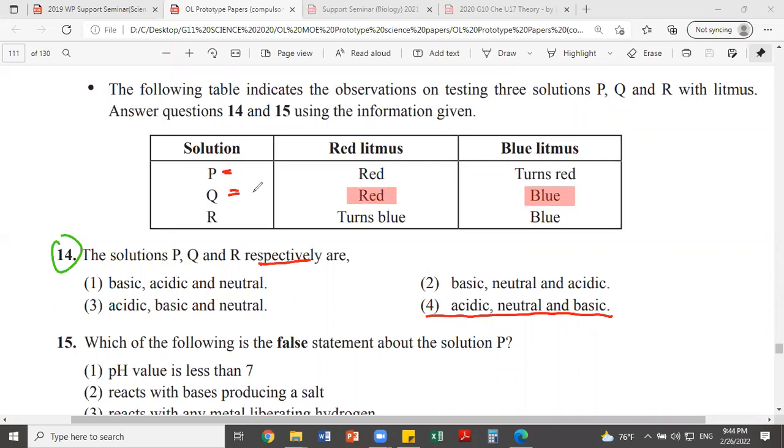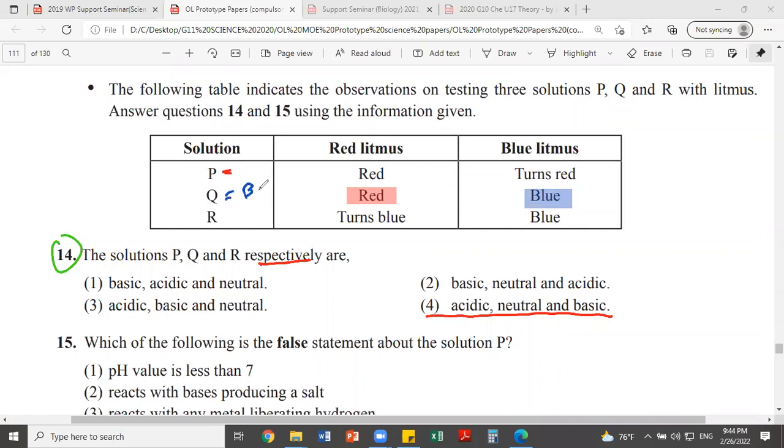Who turns red litmus into blue? Bases, basic solutions. Please write that first. You can start with the one you already know, because you are familiar with red litmus turning blue by bases, like sodium hydroxide.